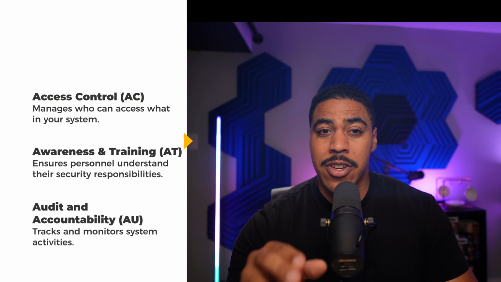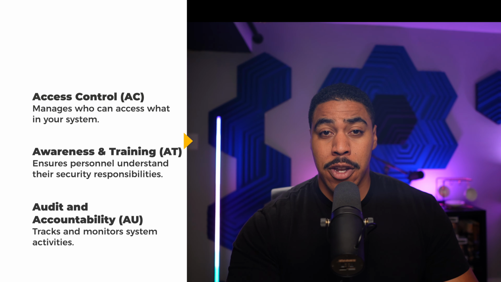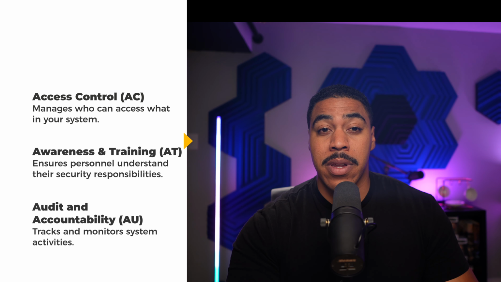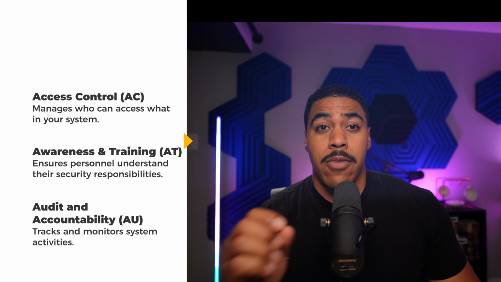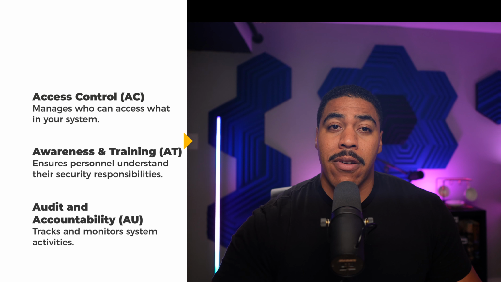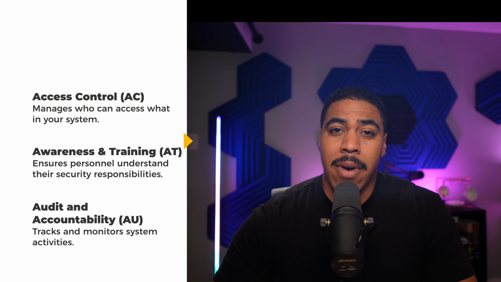Next up, we have awareness and training. So there are 3 requirements here. This ensures personnel understand their security responsibilities, and it covers general security awareness and role-specific training. Moving on, we have audit and accountability. There are 9 requirements here. This domain tracks and monitors system activities, and it covers audit log creation, protection, and analysis.